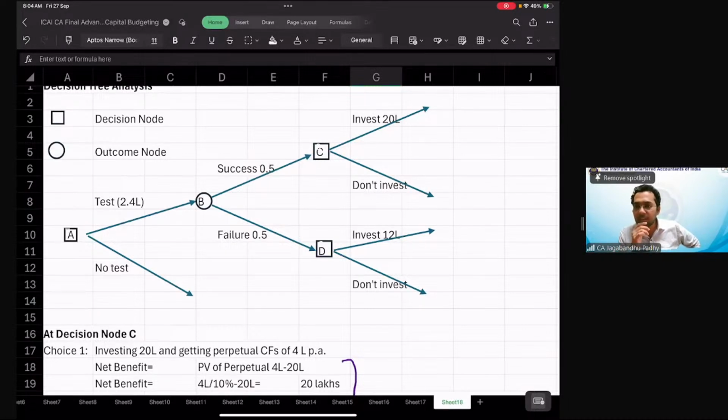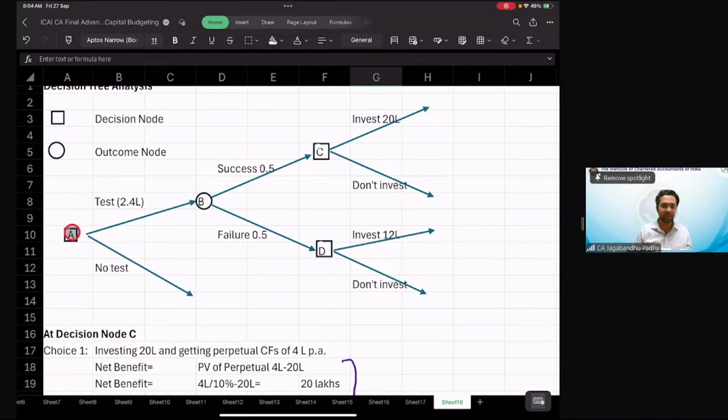Mamta is asking, can I give a direct decision at node A? No, Mamta, you cannot. Because at node A, you need to know what is the benefit that you're going to get from here. And to know what is the benefit coming from here, you need to see what is happening in C and D. You cannot just give the decision over here. There has to always be a background working.